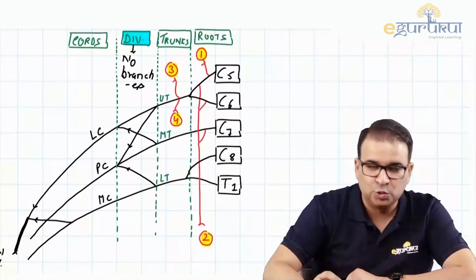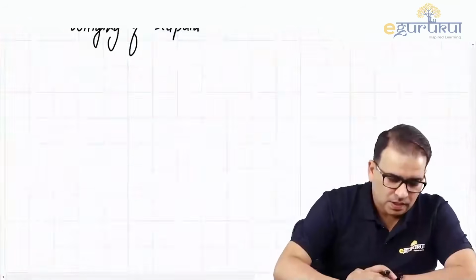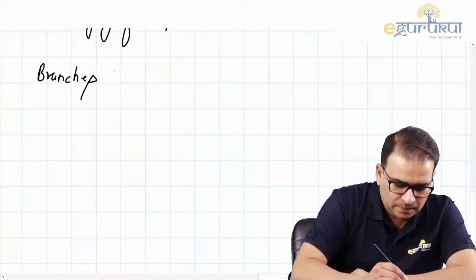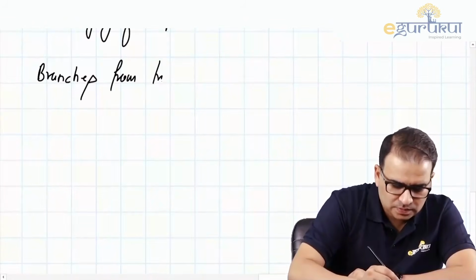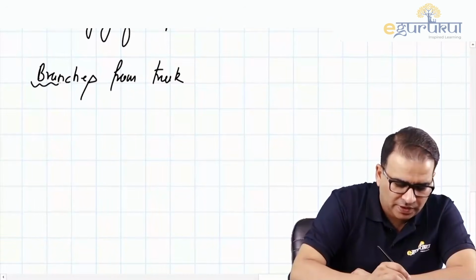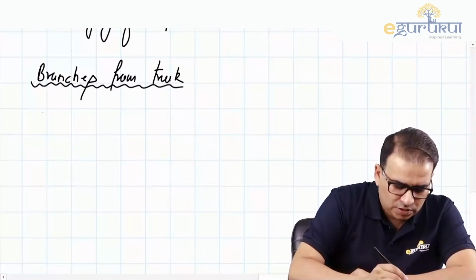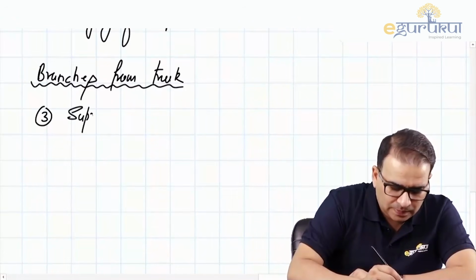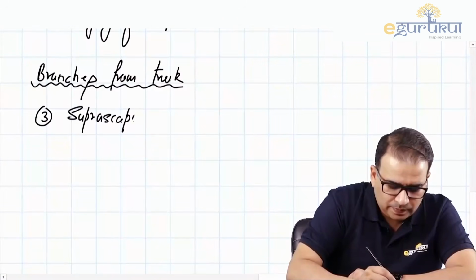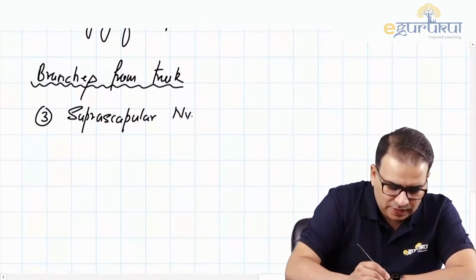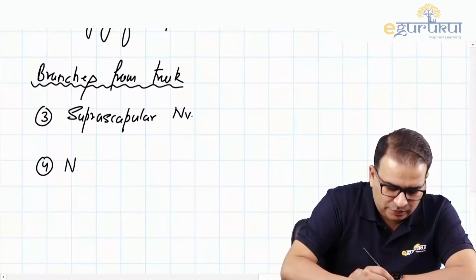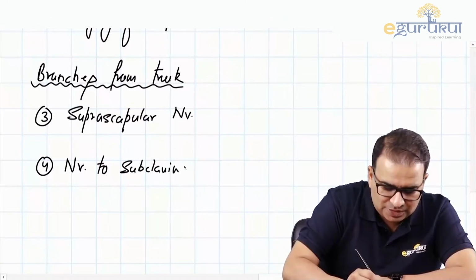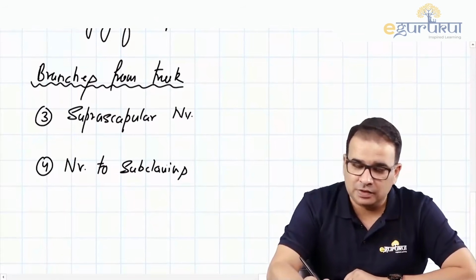So let's talk about what these two nerves are. Now we are talking about the branches from the trunk, just the upper trunk giving the branch. And what nerve do we have? We have nerve number 3, which is called the suprascapular nerve. And there's another one, number 4, the nerve to subclavius. We got some interesting questions on them as well: suprascapular nerve and nerve to subclavius.